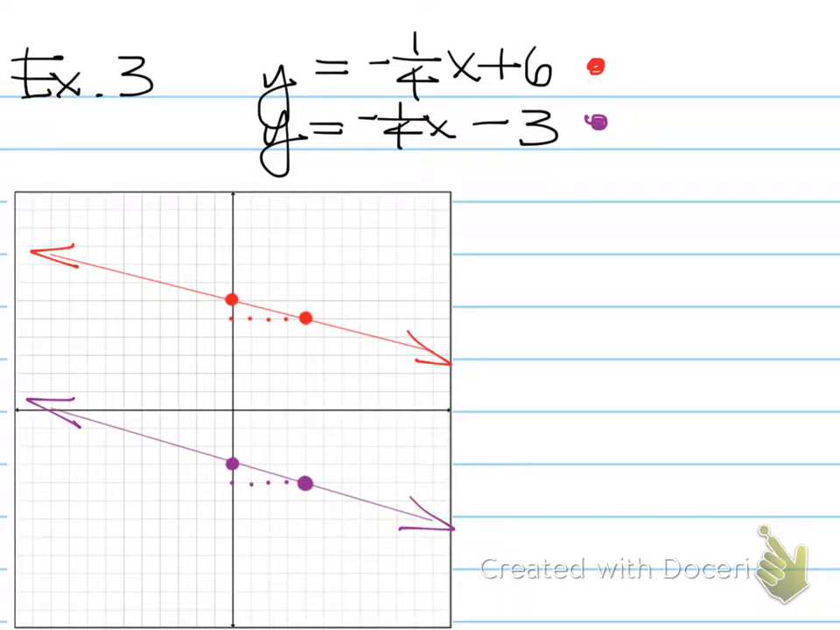Draw a line through those 2 points, and as we can see in the graph, the lines appear to be parallel, and we can verify that by looking at both of the equations. Both equations have a slope of -1/4. Since they have the same slope, the two lines will never intersect, and therefore there is no solution.